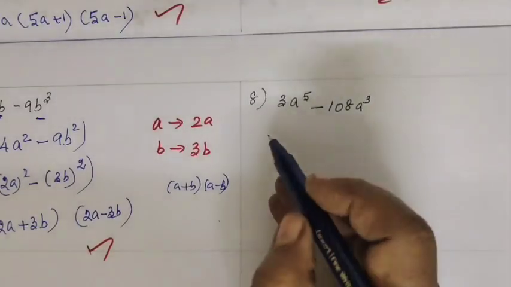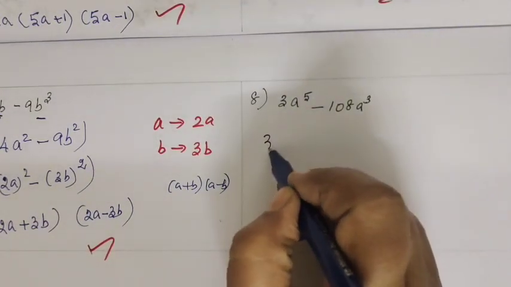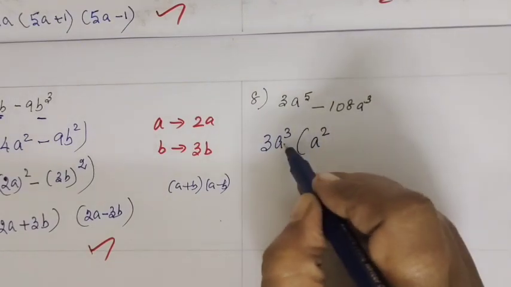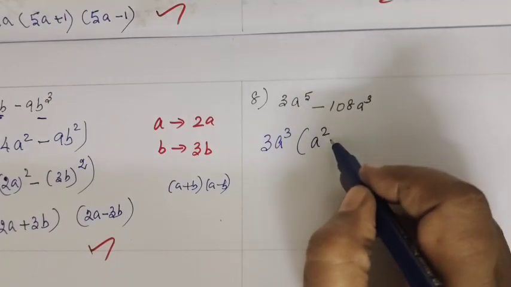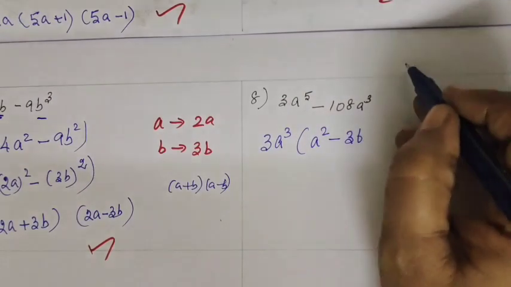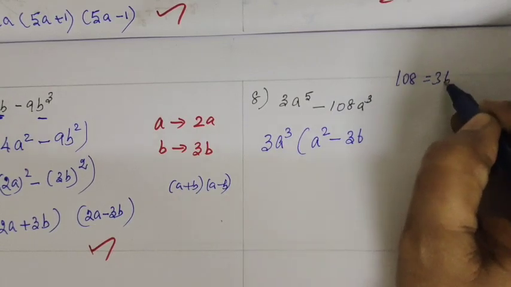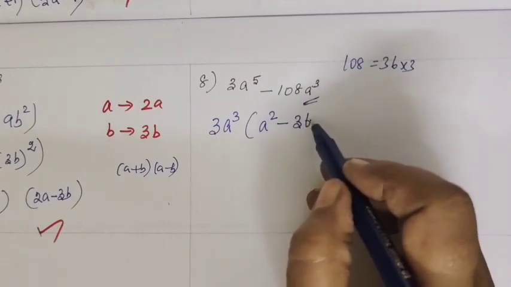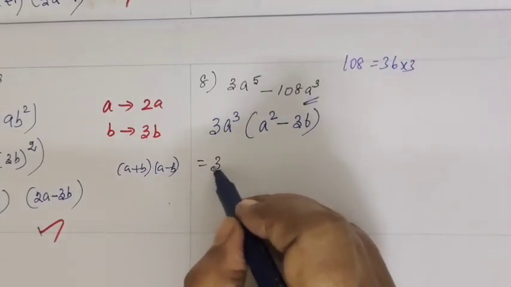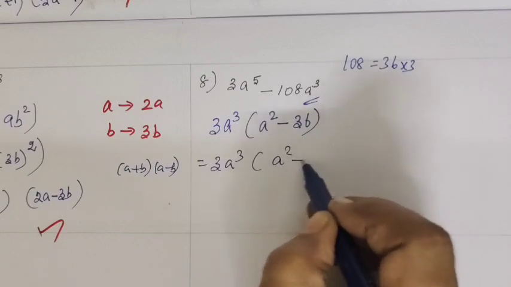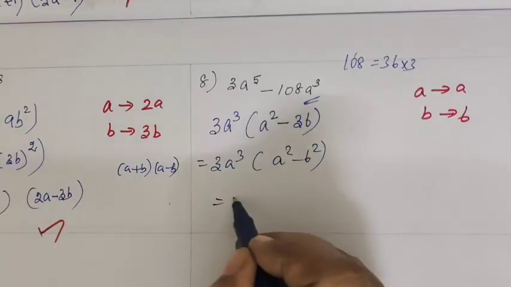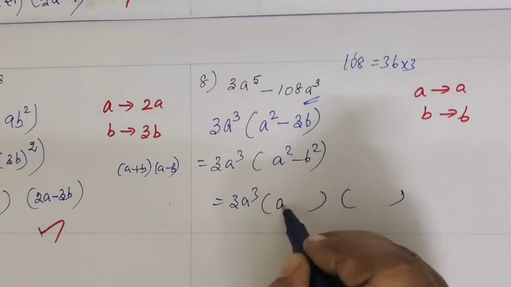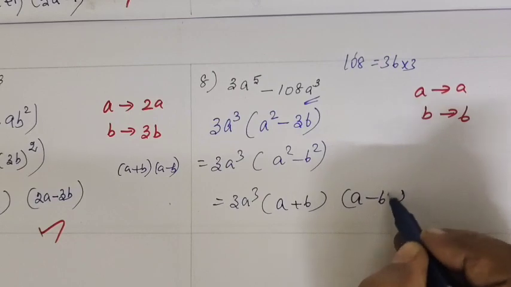Now question number 8, 3a power 5 minus 108a cube. Take 3 common, a cube also common. So inside 1 a square, a cube into a square gives a power 5, minus 36, because 108 can be written as 36 into 3. And a cube we have taken outside, so simply 36 only. So equal to 3a cube, a squared minus 6 squared. So 3a cube a plus 6 into a minus 6. So a plus 6, a minus 6.